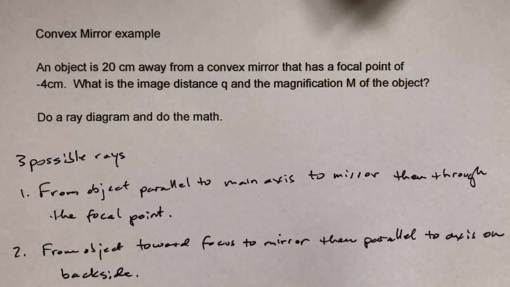All right, so the object is 20 centimeters away from a convex mirror that has a focal point of -4 centimeters. What is the image distance Q and the magnification M of the object? Do a ray diagram and do the math. So in case you don't recall from the directions I gave in the notes and from the concave mirror examples that I did before, there are really three possible rays for you to draw here.